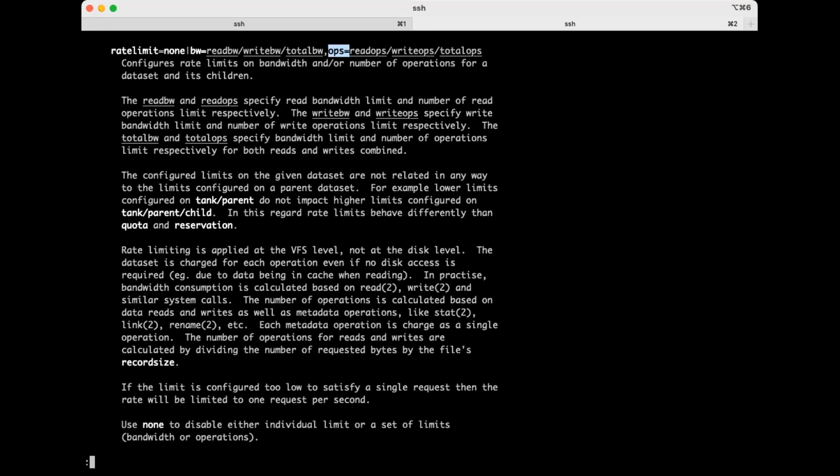Are you looking at doing this for zvols as well? Yes, it's implemented for zvols as well. Okay, cool. Do you have a use case for that, George? No, just curious. I was curious if that was something that was in scope or not.